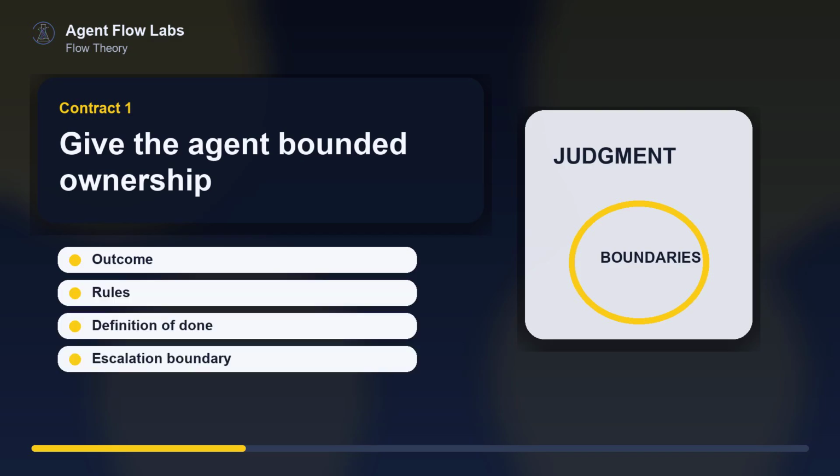The first practical contract is bounded ownership. Do not tell the agent only the next chore. Tell it the outcome it owns. For example, prepare this video package. Create the script, render the candidate, generate captions and metadata, run the quality checks, and come back only when it is ready for review or truly blocked. Then add the boundary. Reversible local work is okay to do. Public, destructive, expensive, or privacy-sensitive work requires approval.